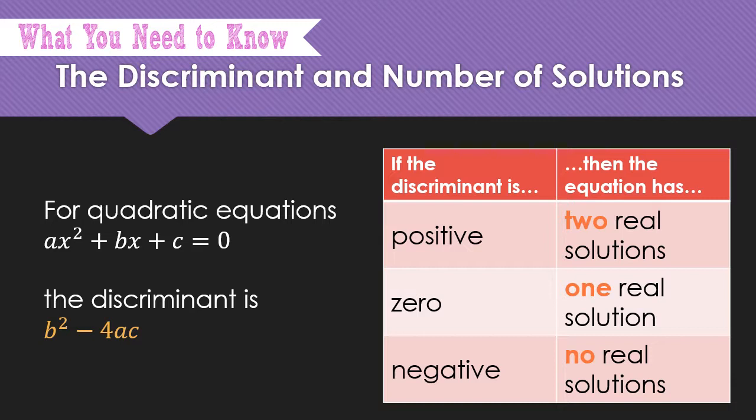When you solve your discriminant, if the discriminant answer is positive, then the equation has two real solutions. If the discriminant answer is 0, it has one real solution, and if it's negative, there are no real solutions.